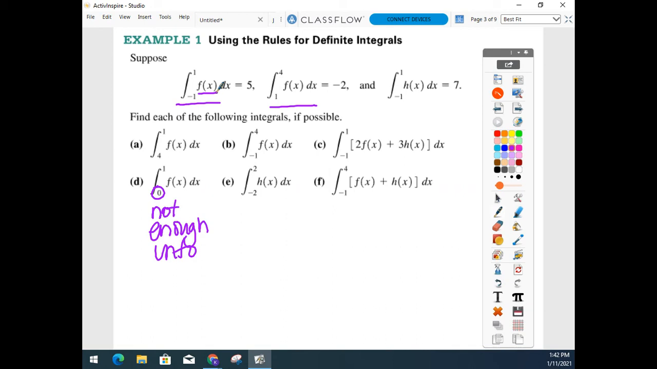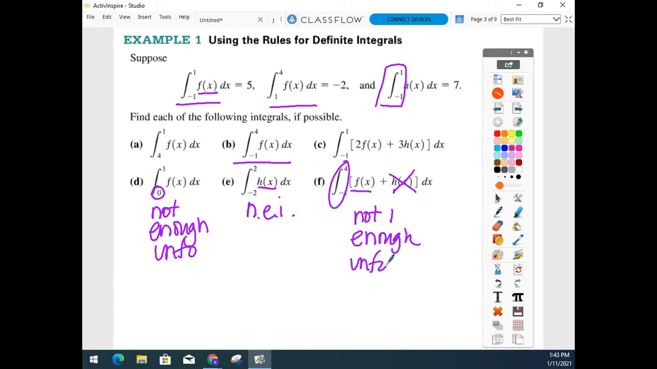Same thing for letter E. Even though we're doubling the order of integration, we know nothing about h outside of -1 to 1. Not enough info. Letter F, we could do the additivity rule from -4 to 1 for the function of f, but not for the function of h. So recognizing there's not enough information is just as important as finding the answer.